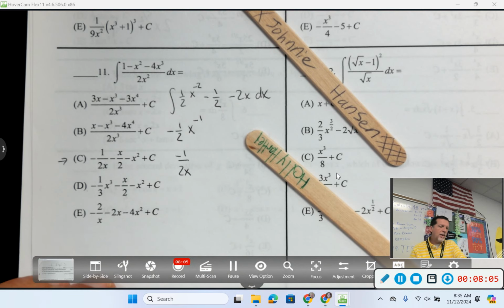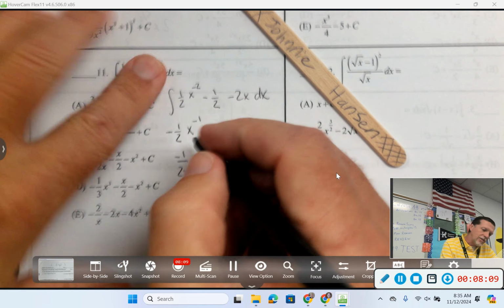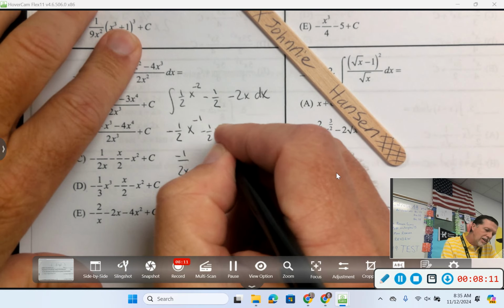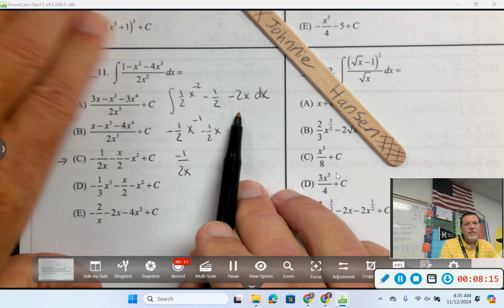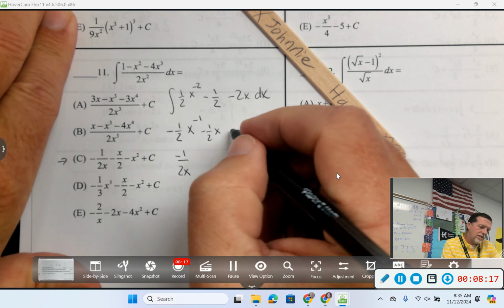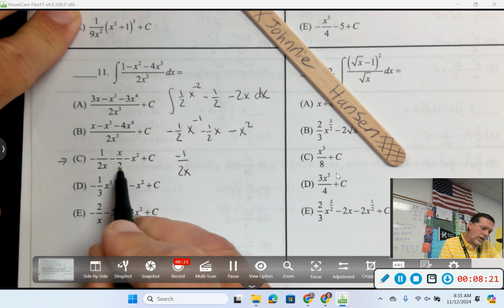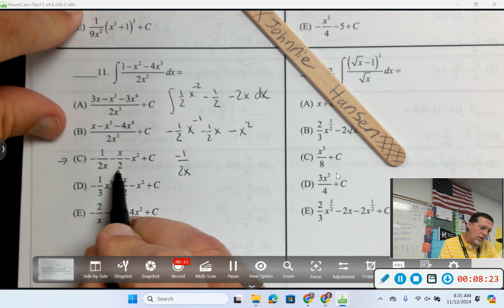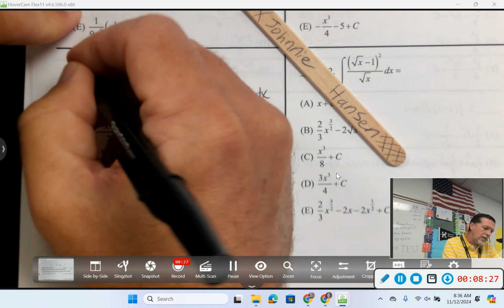Holly, how about the antiderivative of negative 1/2? Negative 1/2 x. And Johnny, the antiderivative of negative 2x? Negative x squared. So, yes, that matches with C. Only with plus C on the end of that.